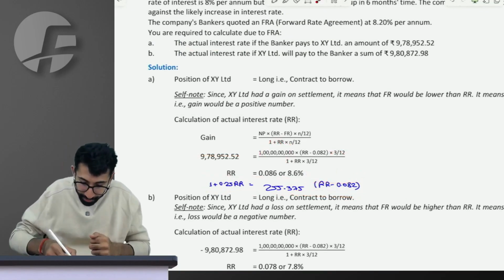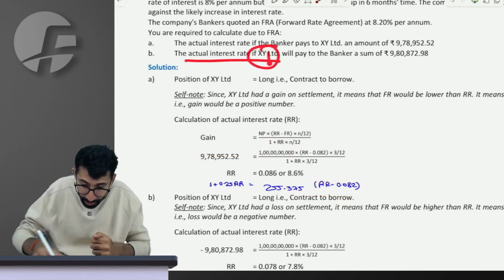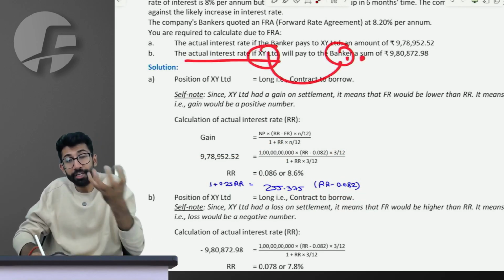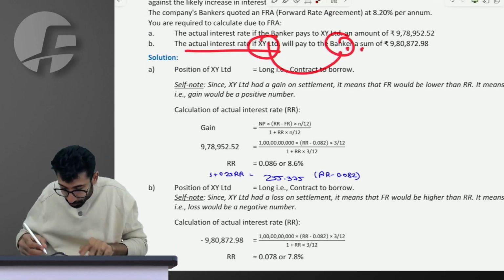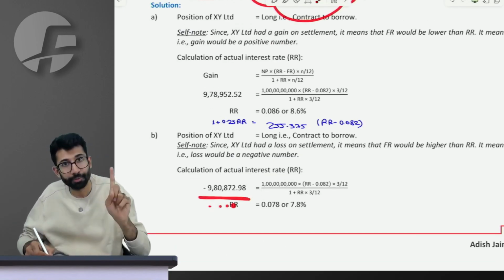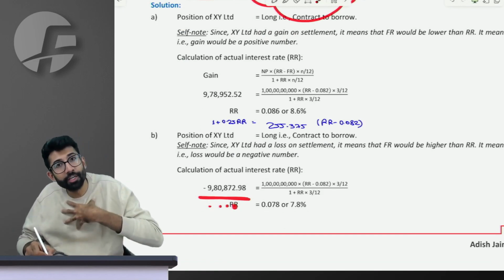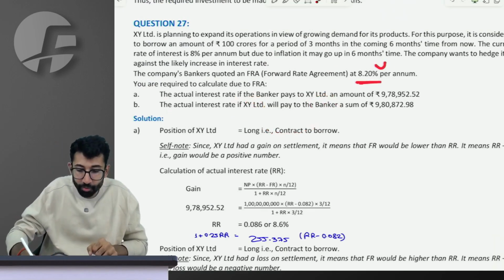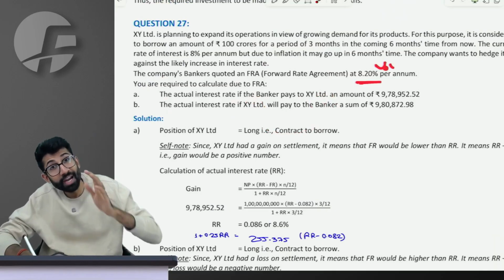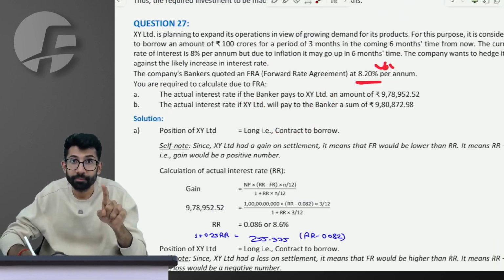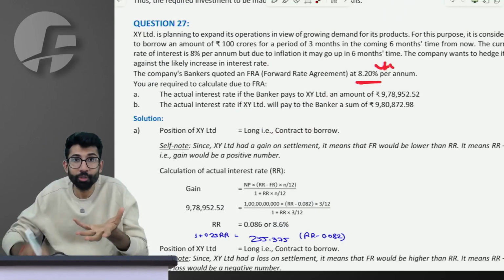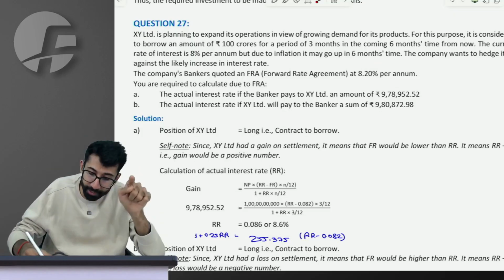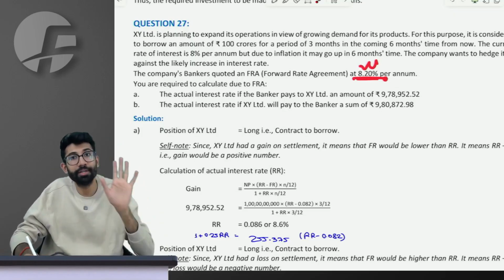In the second part, they ask what is the actual interest rate if XY pays to the banker. This time XY is paying, which means when you enter into a contract to borrow, you have a loss, so you have to take it as a negative number first of all. Sir, when do you have a loss? I entered into a contract to borrow at 8.2 and the rate in the market turns out to be lower. So if the rate in the market is 7, but you will have to compulsorily borrow at 8.2, then only it is a loss for you.